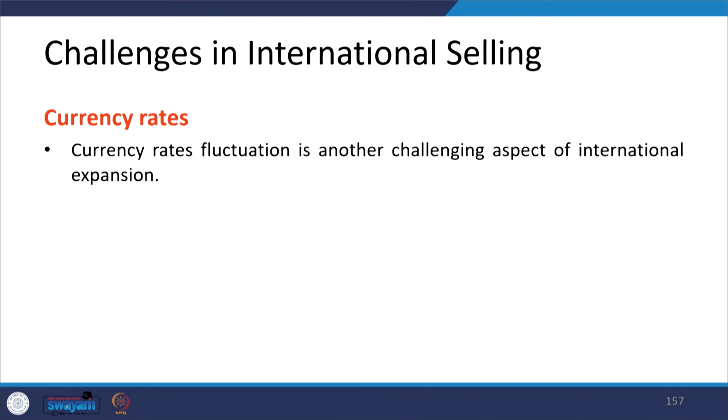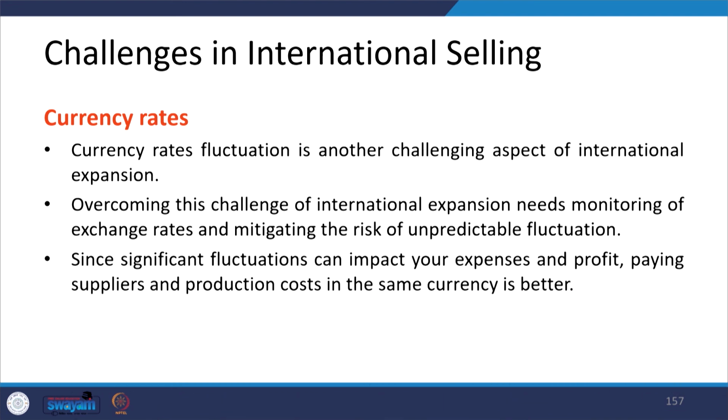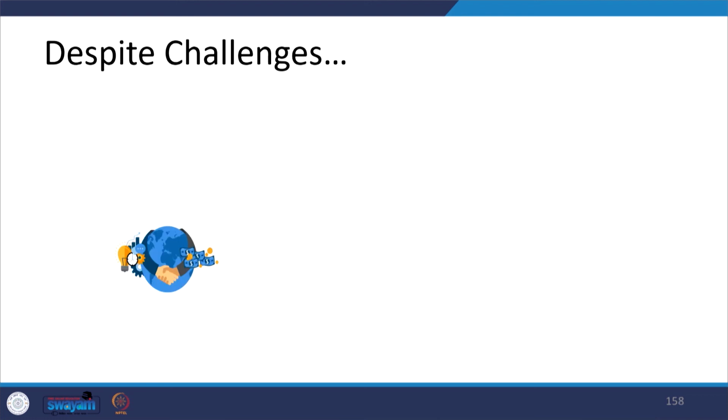Currency rates are again something which can affect your business. Currency rate fluctuations are another challenging aspect. Overcoming this challenge of international expansion needs monitoring of exchange rates and mitigating the risk of unpredictable fluctuations as well. Since significant fluctuations can impact your expenses and profit, paying suppliers and production cost in the same currency is better.